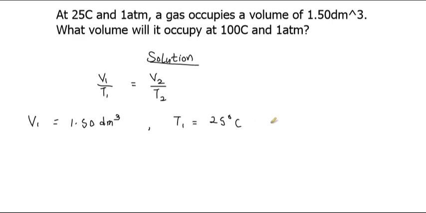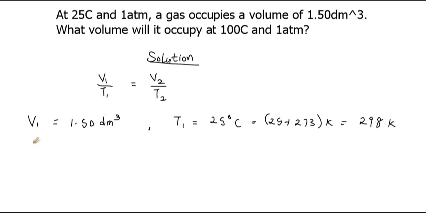Now for gas laws, temperature is always calculated in Kelvin. So that means we'll be converting degrees Celsius to Kelvin, and to do that we add 273 to whatever value we have in degrees Celsius. So 25 degrees Celsius will be equal to 25 plus 273, which is equal to 298 Kelvin. So now those are the initial values.